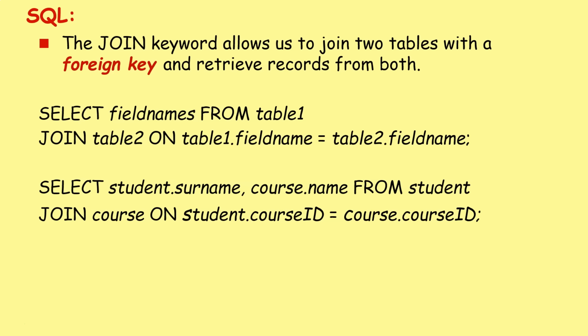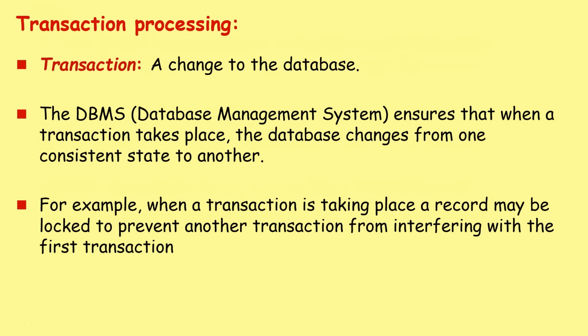So you can see you have the table name, dot, and then the name of the column, the name of the field. They don't have to be called the same thing. It might be student.courseid equals course.course number. That would be fine.